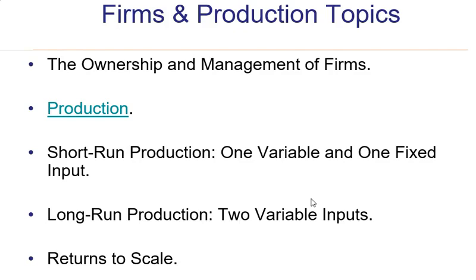This production process differs whether we're talking about the short run, where at least one input can't be changed, one input is fixed and the other is variable, or the long run, where all your inputs, both of them, are considered to be variable. We'll also measure the productivity of our production functions using something called returns to scale. There'll be three cases of returns to scale: it can be increasing, decreasing, or constant. All of these are the nuts and bolts of firms and production theory.